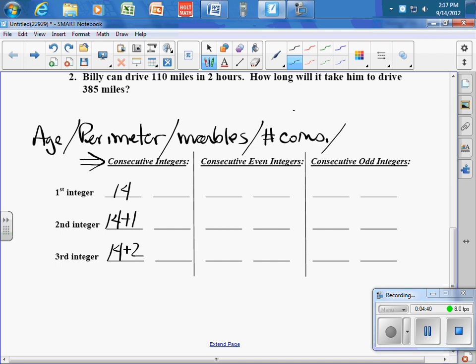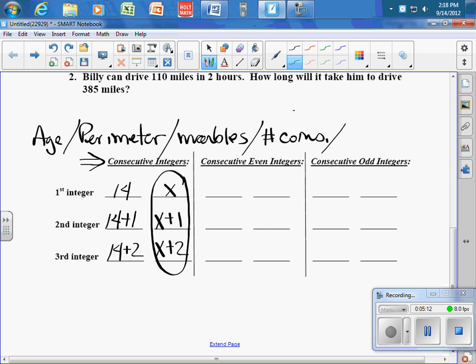Well, let's say we don't know what our first integer is. It's some arbitrary integer somewhere on the number line. We just know it's an integer. Let's call it x. No matter what it is, in order to get to the next one, I have to add 1 to it. And to get to the one after that, I'm going to be adding 2. So x would be the first integer, x plus 1 would be the second, and x plus 2 would be the third. This is how we're going to set up consecutive integer problems.